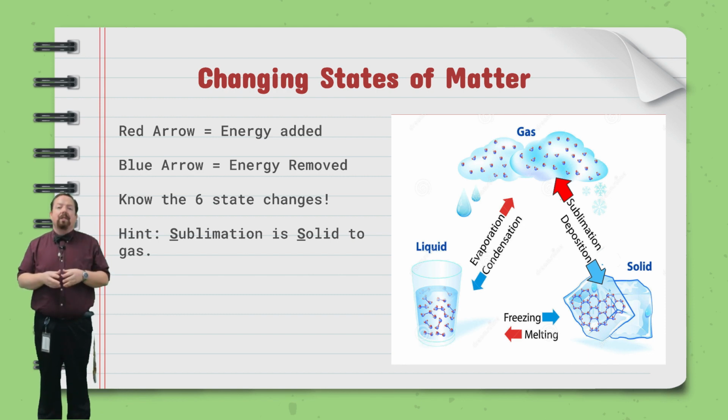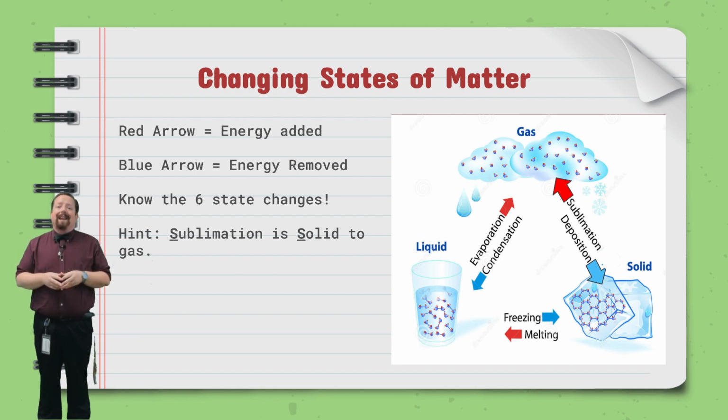The three transitions that require additional energy are melting, from solid to liquid, evaporation, liquid to gas, and sublimation, solid to gas. The three transitions in which energy is reduced or taken away are freezing, liquid to solid, condensation, gas to liquid, and deposition, gas to solid.